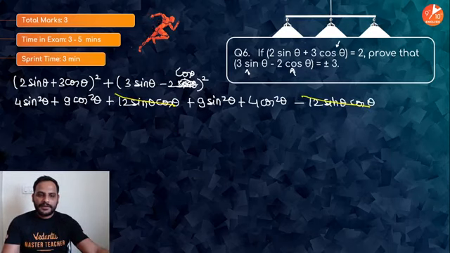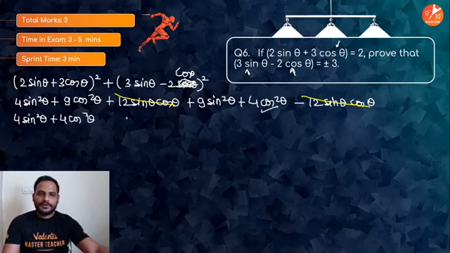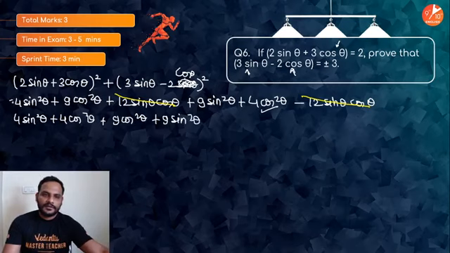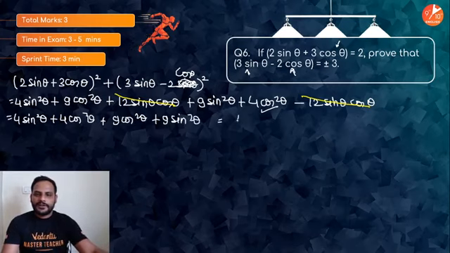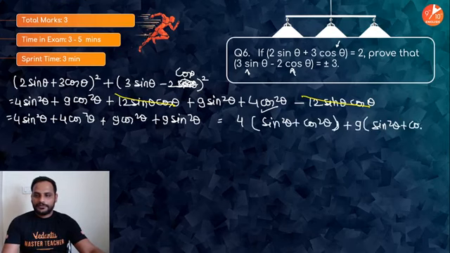Now we can make pair. We see with this 4 sine square theta, I can write 4 cos square theta from here. And with this 9 cos square theta, I can write 9 sine square theta over here, equal to. So if I take 4 common, I will be getting sine square theta plus cos square theta. And here, if I take 9 common, I will be getting sine square theta plus cos square theta.